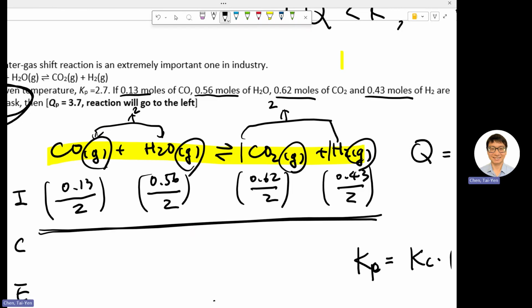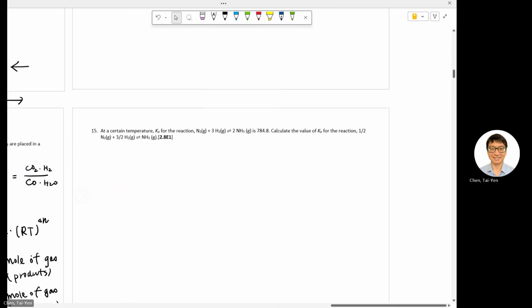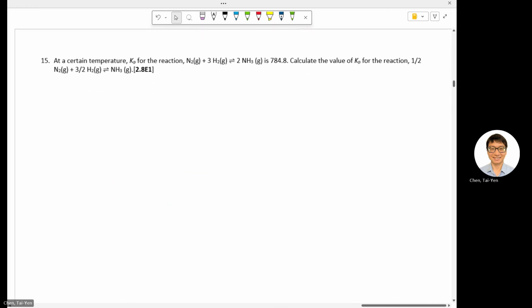Okay, next question then. Number 15. At a certain temperature, Kp for the reaction N2 plus 3H2 giving 2NH3 has the value of 784.8. Calculate the value of Kp for the other reaction. This is a very standard type of question: calculating a new equilibrium constant K from a known equation with a known K.